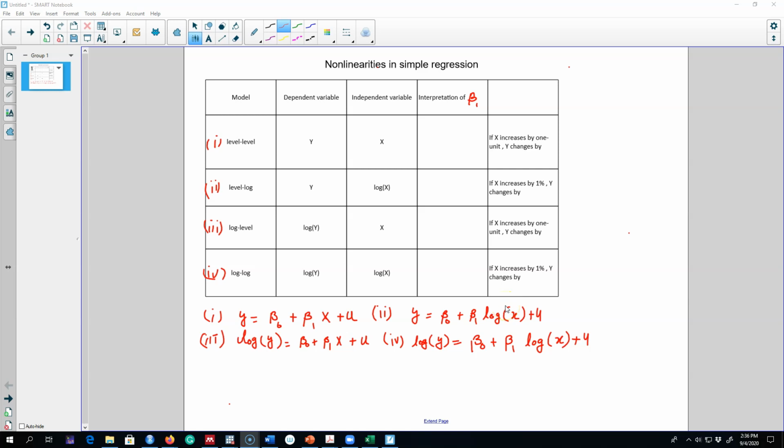In this video, I'm going to talk about how to incorporate non-linearities, and the easier way to do that is to take the log of your dependent variable or an independent variable. Linearity means that we have these beta parameters. Those are constant across all values of x.